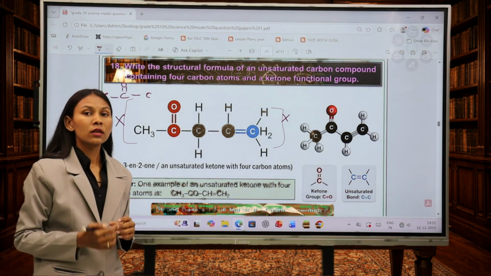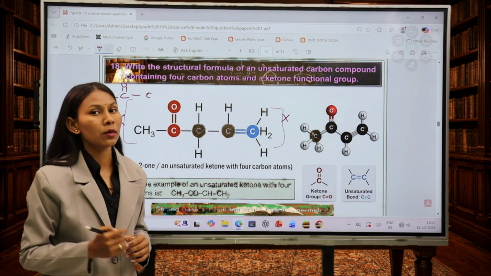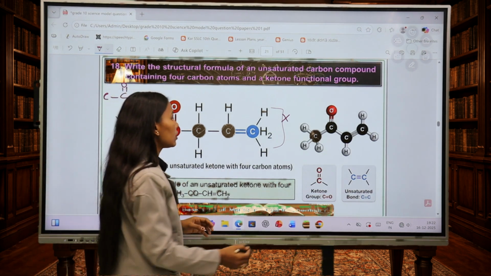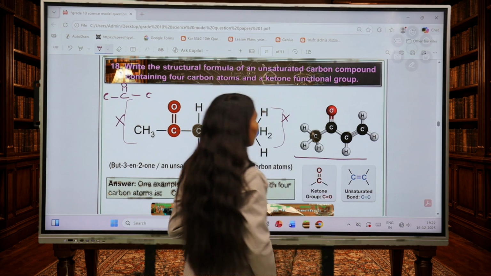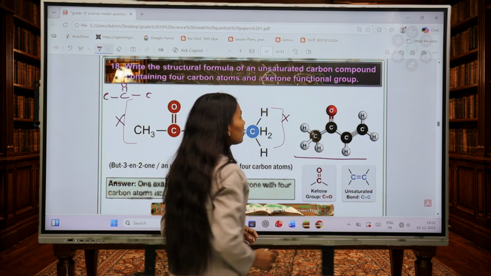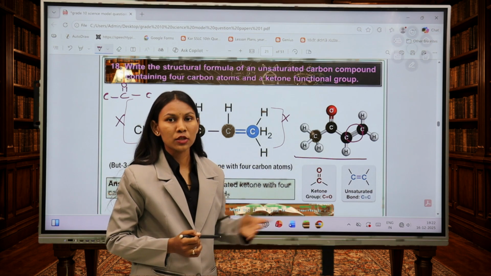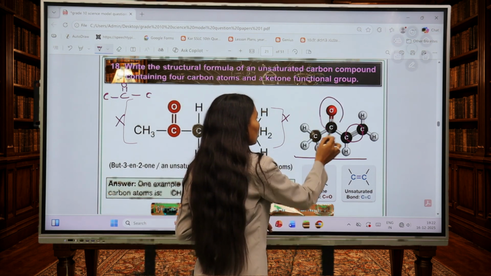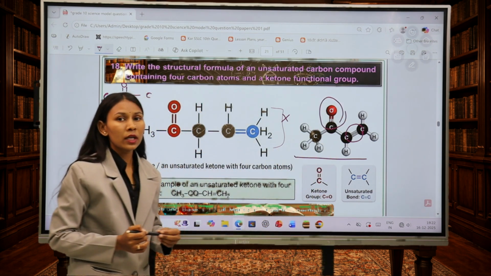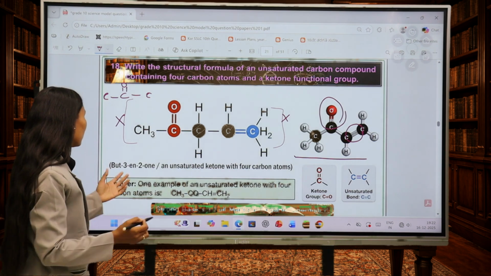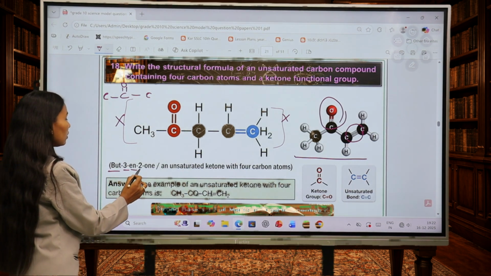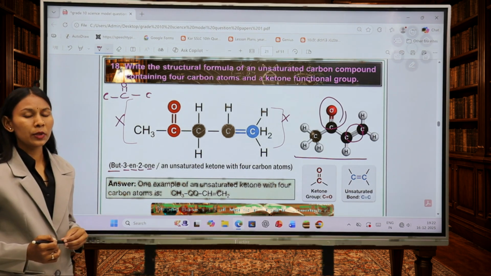So they are asking for a carbon compound having 4 carbon atoms. As you can see here, this is the best example which has 4 carbon atoms. So one double bond in this makes it unsaturated. So it has ketone group also. So the name of this structural formula is but-3-en-2-one. So what does this mean?